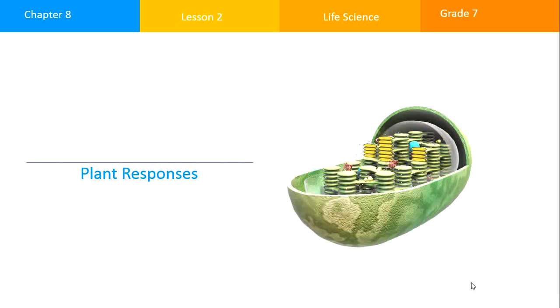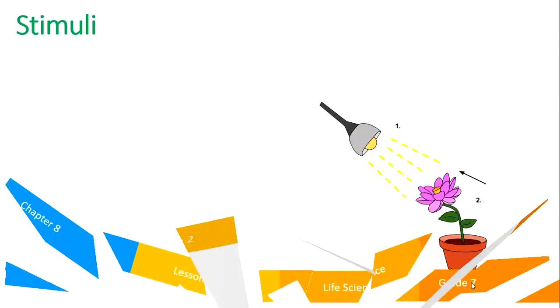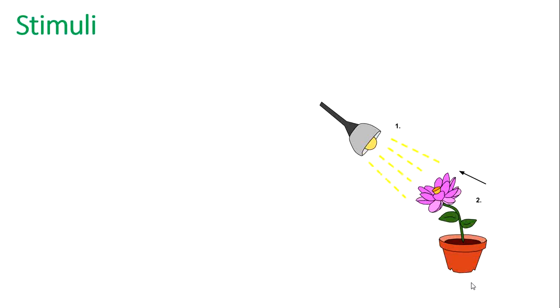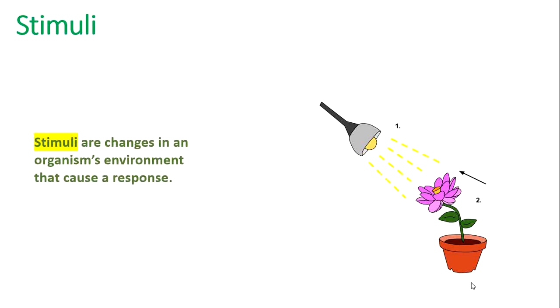So imagine that you have been in a dark room and someone suddenly turned on the light. What was your reaction? You might have reacted by quickly shutting or covering your eyes, right? This is what is called a stimulus. Stimuli are changes in an organism's environment that cause a response. So it's a change in an organism's environment that may cause a response.